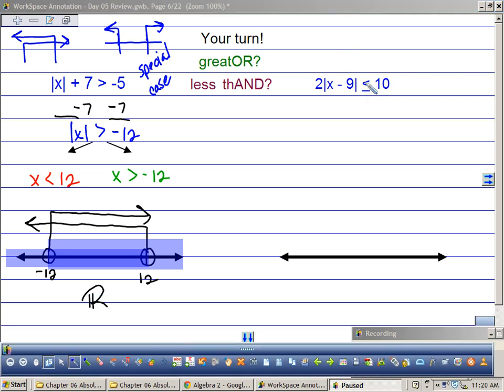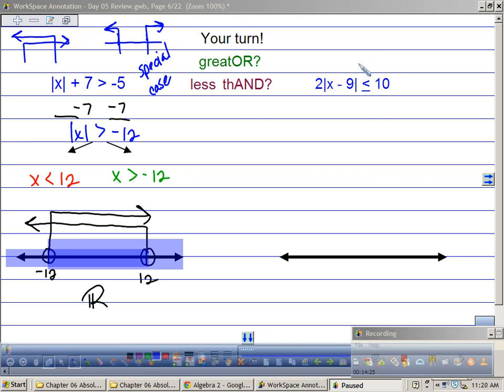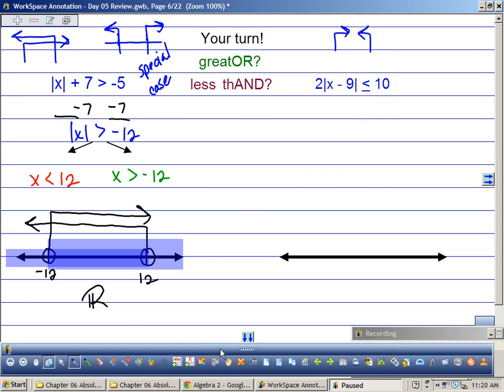What is this going to look like? Less than. Does less than mean going towards each other, or going away from each other? Towards. I don't see a negative here, so this is not a special case. So our answer should look like this, right? So go ahead and do that one.